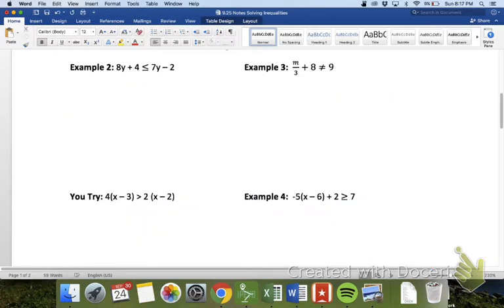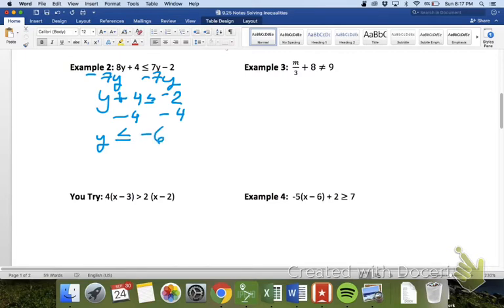In example 2, we have 8y plus 4 is less than or equal to 7y minus 2. So again, I'm just going to treat this like it's an equation and try to get the variables on one side and the numbers on the other. So I'm going to start by subtracting 7y from both sides to get the variables on the left. And I'll get y plus 4 is less than or equal to negative 2. Okay, from there I'm going to subtract 4 over to the right, and I get y is less than or equal to negative 6.